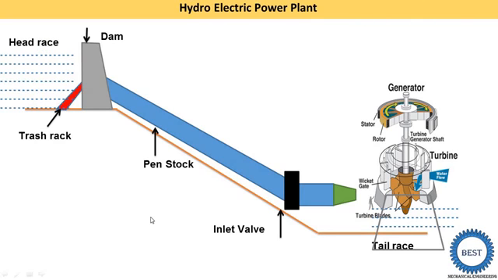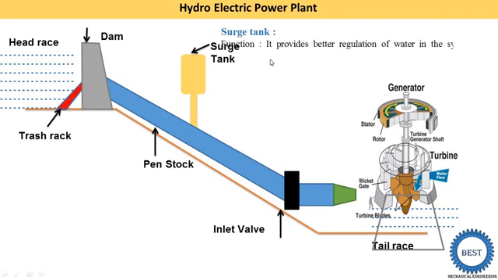Now after this, another important component is the surge tank. The surge tank question is also asked in 3 to 4 marks. So what is the function of the surge tank? Why is it used? This surge tank is installed between the dam and the turbine, or it is installed in between the penstock. Okay, so this is the surge tank. Now what is the meaning of the surge tank and what are its functions?